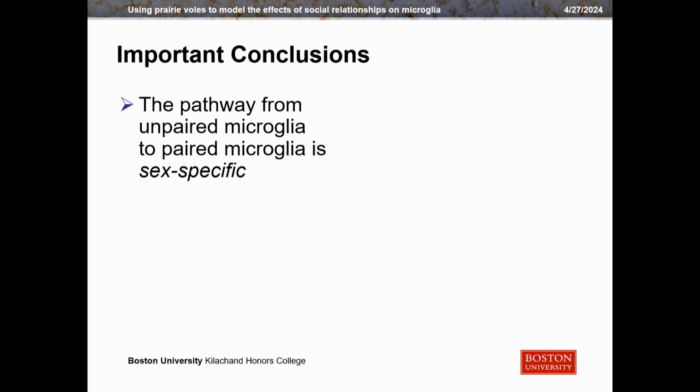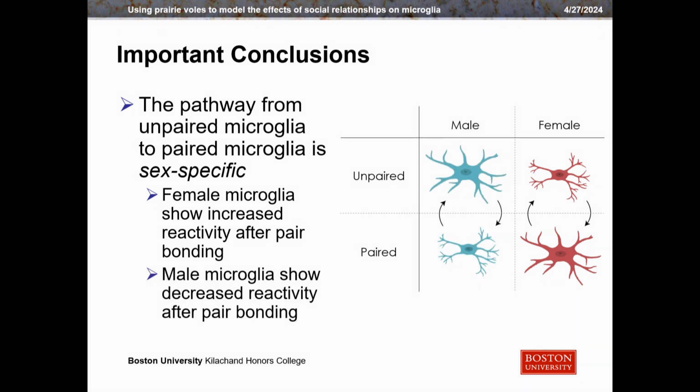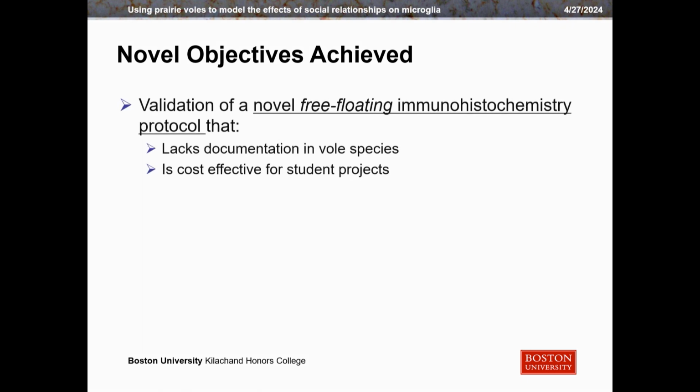The important conclusions I was able to gain from my data is that the pathway from unpaired microglia to paired microglia is sex-specific. Female microglia showed increased reactivity after pair bonding, whereas male microglia showed decreased reactivity after pair bonding.